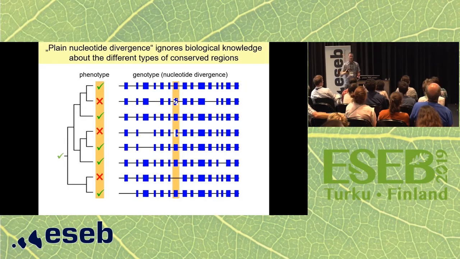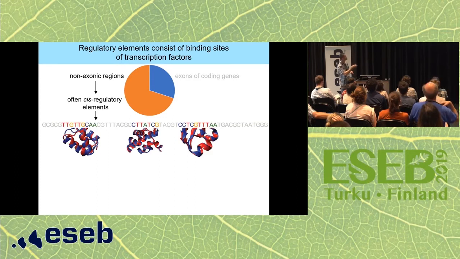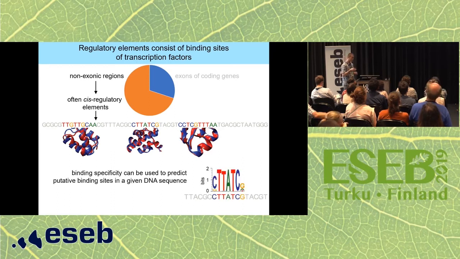The approach that I just explained is unbiased in that it can deal with both genes as well as regulatory elements in pretty much the same way, because all we do is counting nucleotide differences. While this is on the one hand nice, it also means we're ignoring biological knowledge we actually have about the different types of elements. Specifically, regulatory elements, we know that they consist of binding sites for transcription factors. And we can use the binding specificity of the factor, which you can often describe as such a logo here, to actually predict binding sites in the sequence.